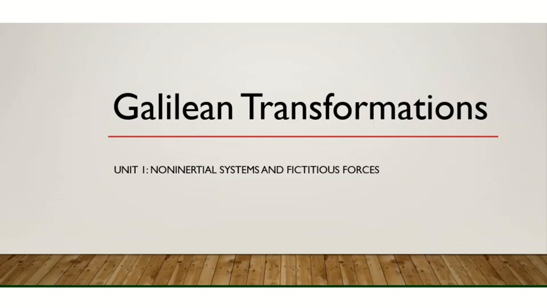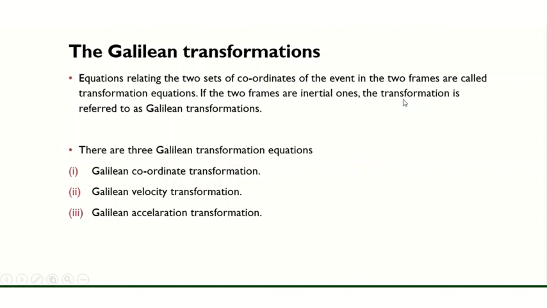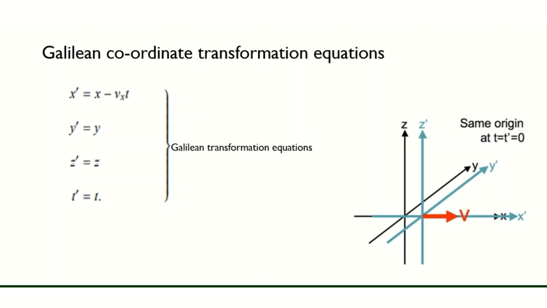These equations relating the two sets of coordinates of the event in two frames are called transformation equations. If the two frames are inertial ones, then the transformation is referred to as Galilean transformation. There are three types of Galilean transformation equations: Galilean coordinate transformation, Galilean velocity transformation, and Galilean acceleration transformation. First, let us look at what the Galilean coordinate transformation equations are.